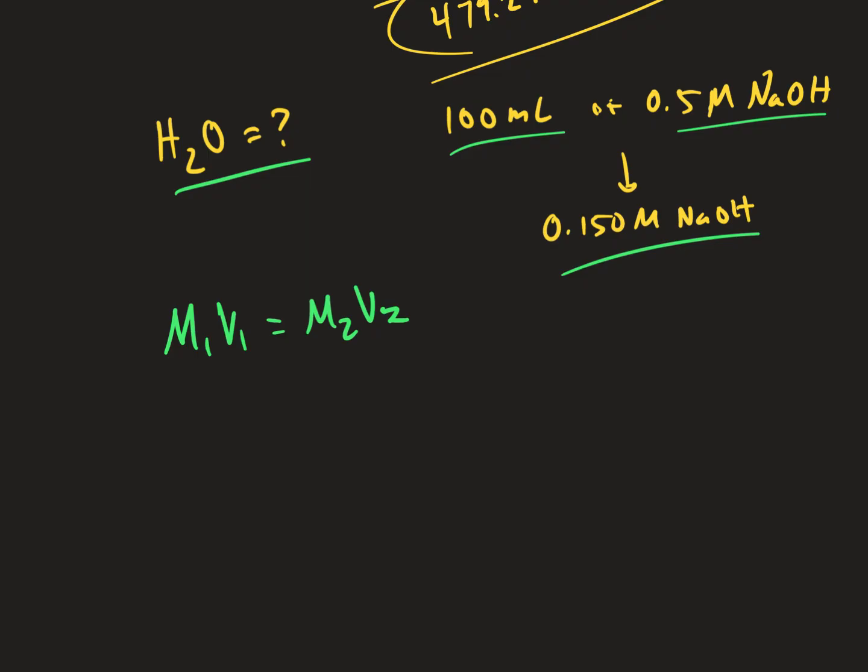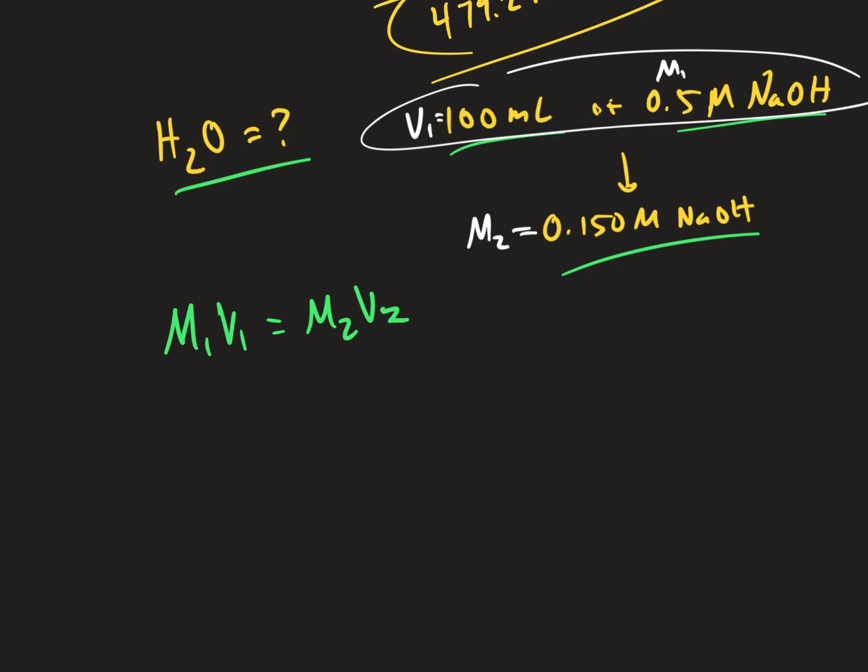Okay. What's our first solution? This one here at the top. So this is our V1, and this is our M1, right? Does that make sense to everybody? Or am I just talking? We good? Okay. And what do we call this? That's our M2, our second concentration, right? So what are we missing in this formula? V2.